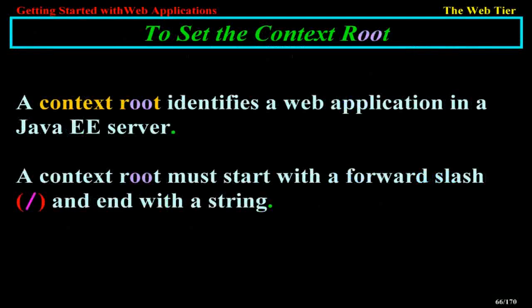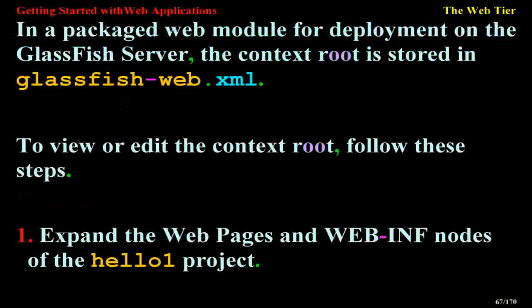To set the context root: a context root identifies a web application in a Java EE server. A context root must start with a / and end with a string. In a packaged web module for deployment on the GlassFish server, the context root is stored in glassfish-web.xml. To view or edit the context root, follow these steps. Expand the Web Pages and WEB-INF nodes of the hello1 project.